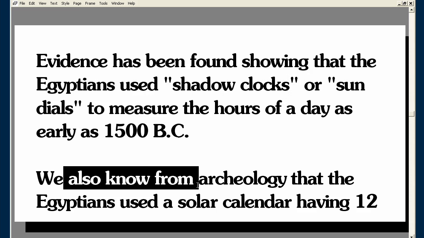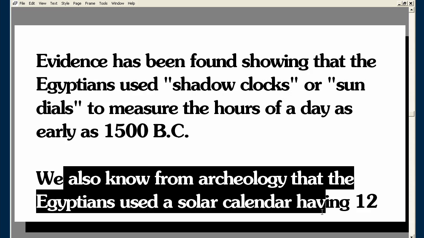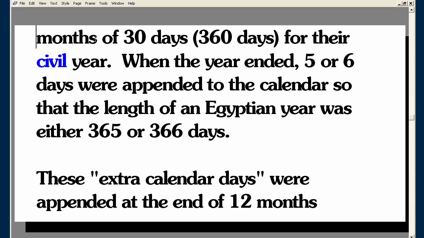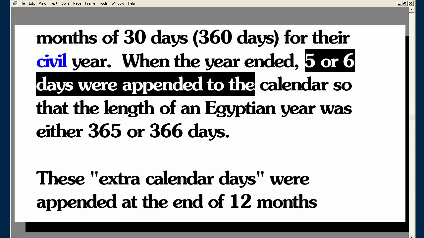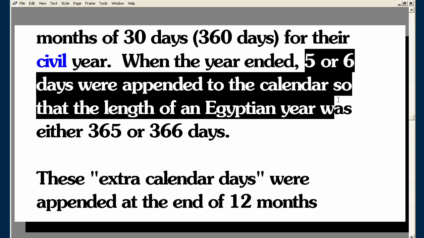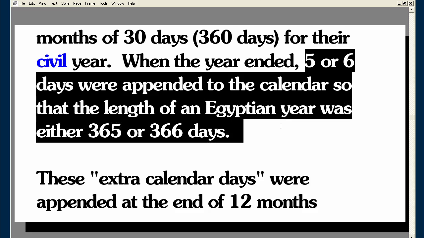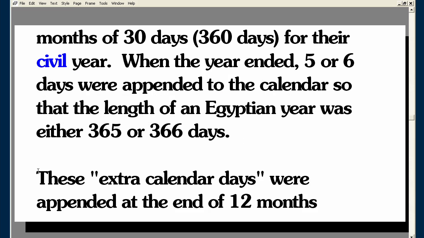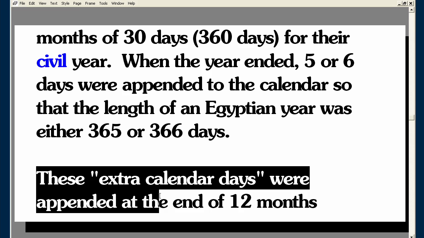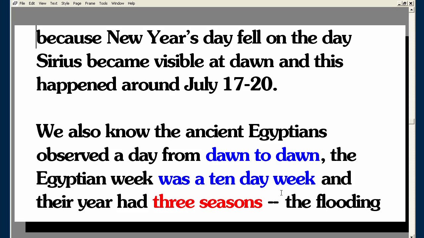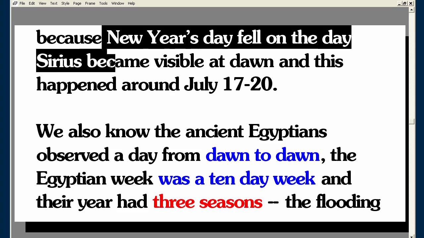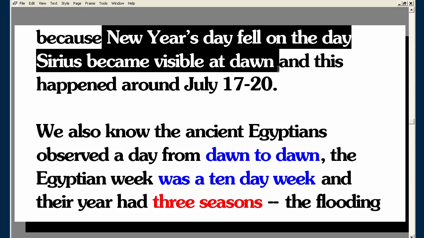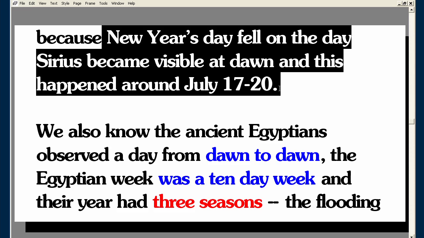We also know from archaeology that the Egyptians used a solar calendar having 12 months of 30 days, 360 days for the civil year. And when the year ended, 5 or 6 days were appended to the calendar so that the length of an Egyptian year was either 365 or 366 days. These extra calendar days were appended at the end of 12 months because New Year's Day fell on the day Sirius became visible at dawn, and this happened sometime around July 17 to 20.